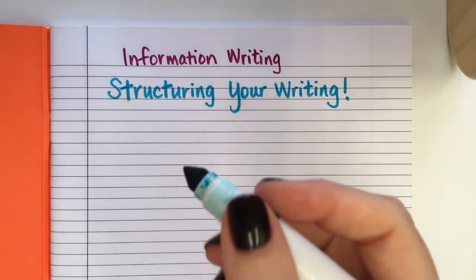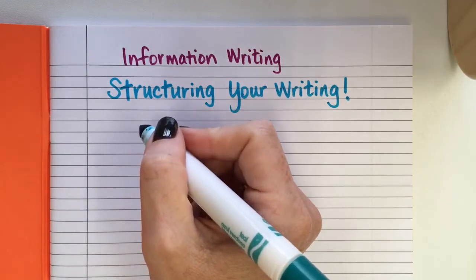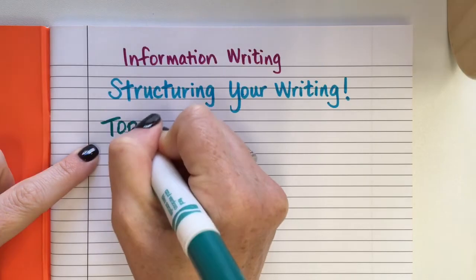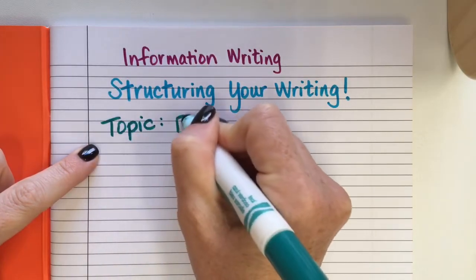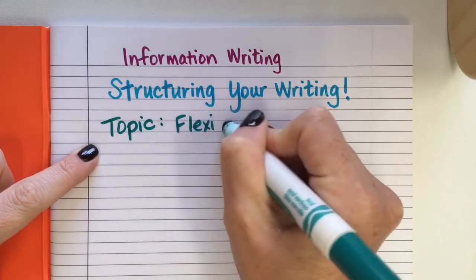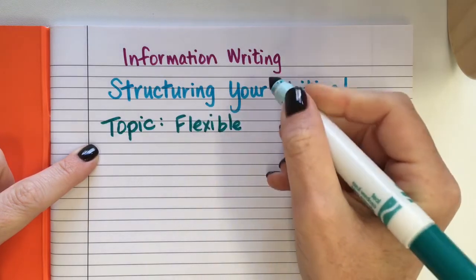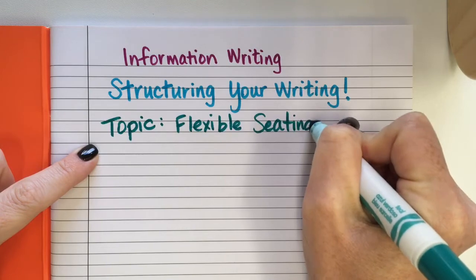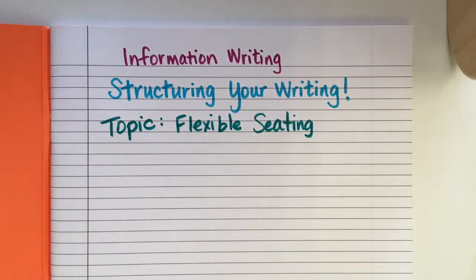So for example, if I wanted to practice structuring my writing using the topic flexible seating, we will be able to think about what kinds of sections we might want to have in a book like this. We are experts in flexible seating by this point in the year, right? We've learned so much about the different ways we can sit in the classroom, how we can arrange the furniture, and those kinds of things are going to be part of our planning.